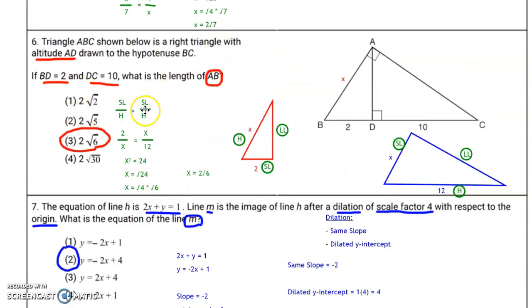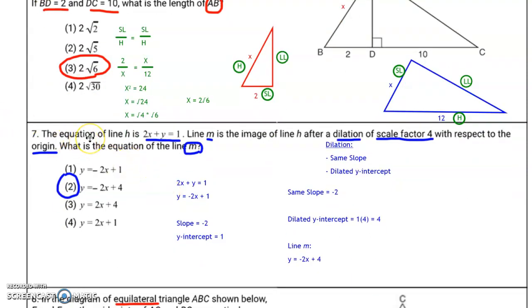For question 6, it's the same idea. I'm looking for the things that they give us. Well, I have a hypotenuse, I have a short leg, but I don't have a long leg. So I'm using short leg and hypotenuse. I check my diagonal. I have 2 x's here, so I'm doing something right. And then I cross multiply and simplify.